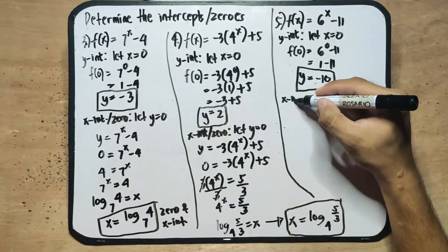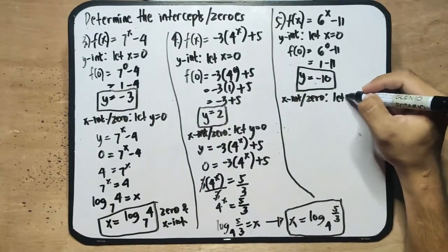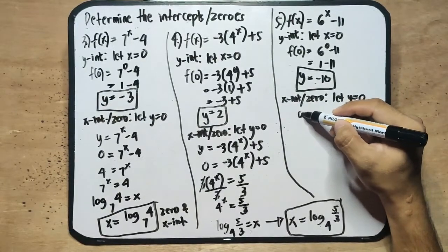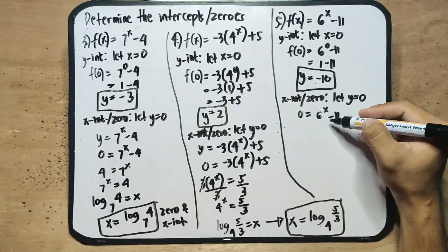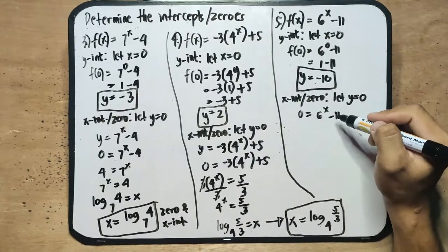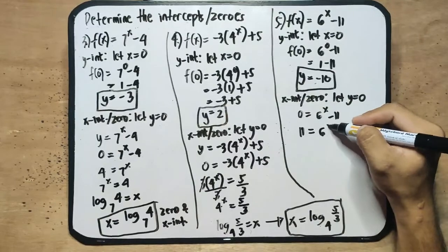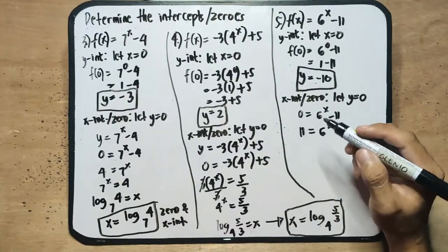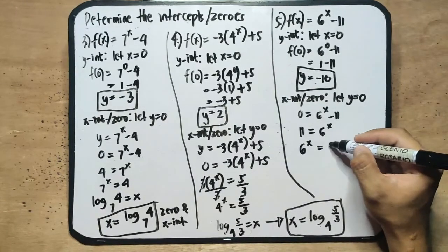To solve for the x-intercept or the 0, we let y be equal to 0. So this will be 0 is equal to 6 raised to x minus 11. Negative yung constant term, ililipat natin siya to the left para mag-positive siya. So transposing negative 11, it will give us positive 11 is equal to 6 raised to x. So since equal silang dalawa, we can interchange their positions. So pwedeng ilipat si 6 raised to x dito and then maiwan dito si 11.